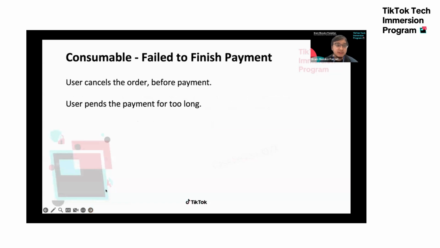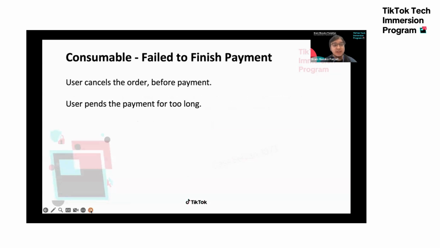And for consumables, there's also a scenario where the user is not able to finish the payment. Usually there are two cases. For example, the first one, the user just cancels the order immediately. They click buy 10 coins, but they don't proceed to the payment. They just cancel or swipe back, then the order will be canceled.